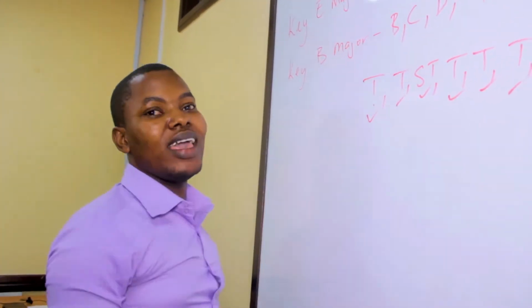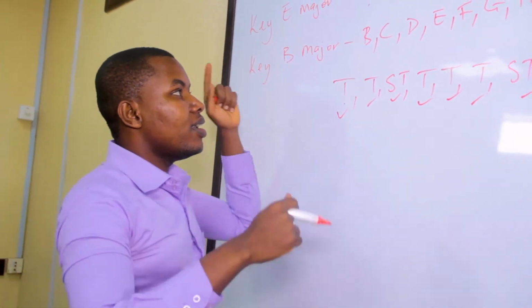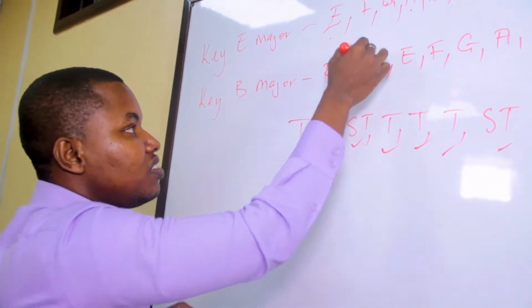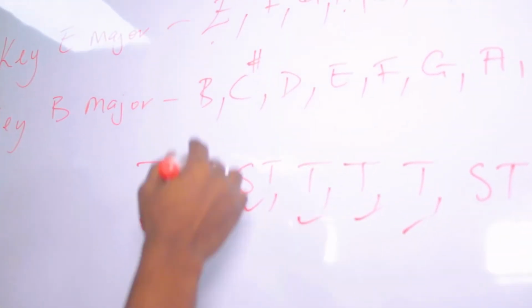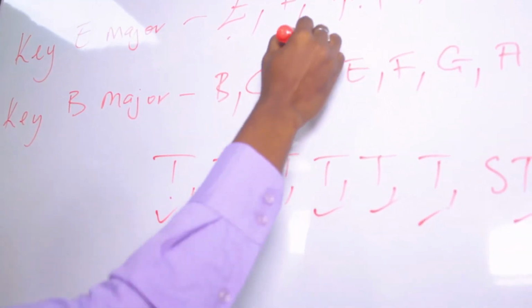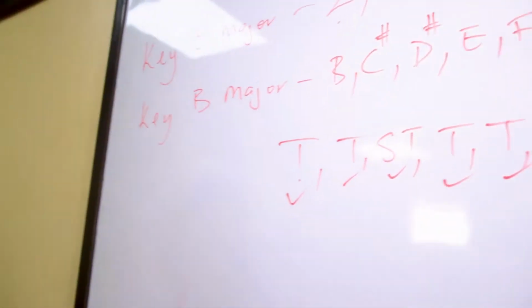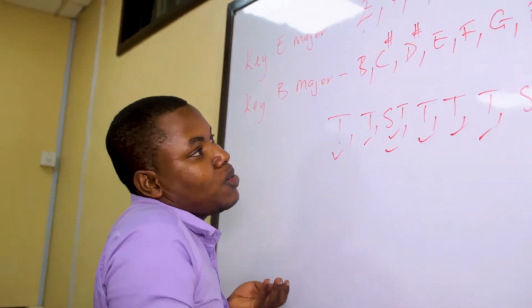So B to C is a semitone. So what do we do to get a tone? We sharpen the C as usual. C sharp to D, is it a tone or a semitone? C sharp to D is a semitone. We need a tone. What do we do? We sharpen it as usual to get our tone. D sharp to E is a semitone. We need a semitone. Don't do anything about it.